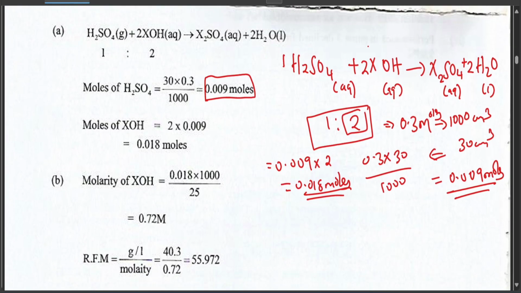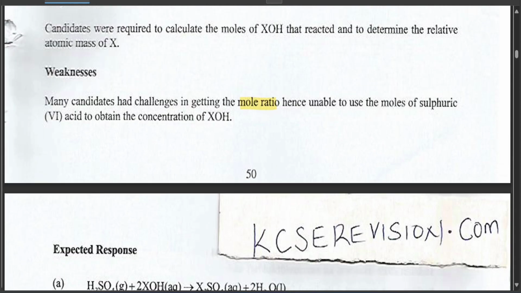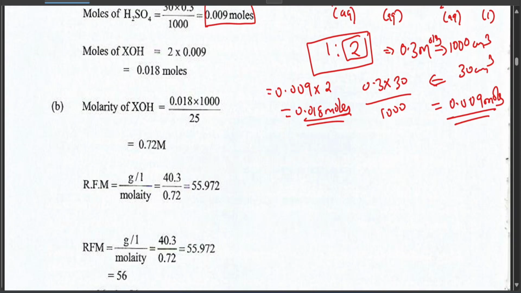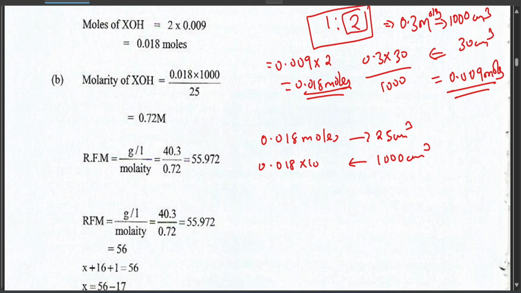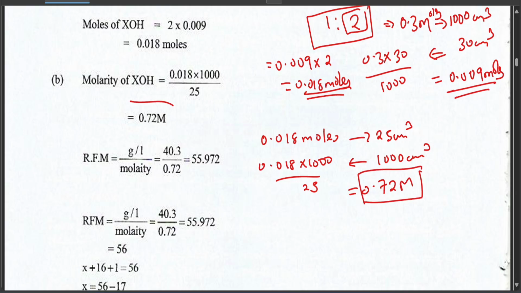Question B, you're asked about the RAM for X, which also is very easy. Now we were given the molarity, if I'm not wrong. No, we're supposed to search for the molarity. What we know is that 0.018 moles of X hydroxide is contained in 25 cubic centimeters as per the question. So now let's find out the molarity. What about in 1,000? So therefore take 0.018 times 1,000 divided by 25. It therefore gives you 0.72 molar. So this is the 0.72 molar.